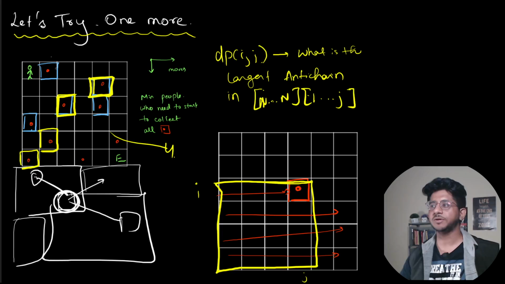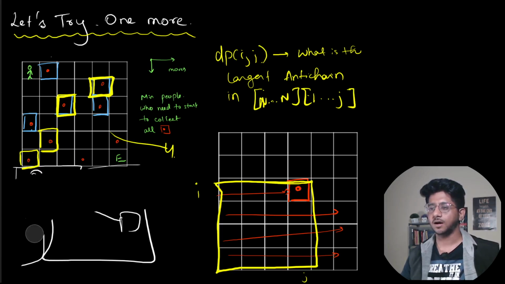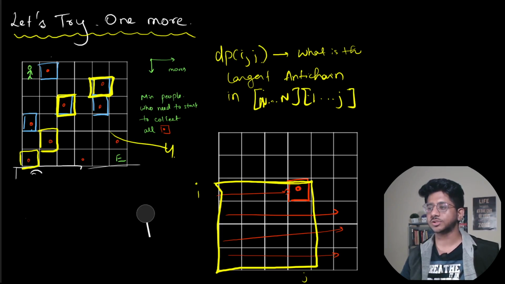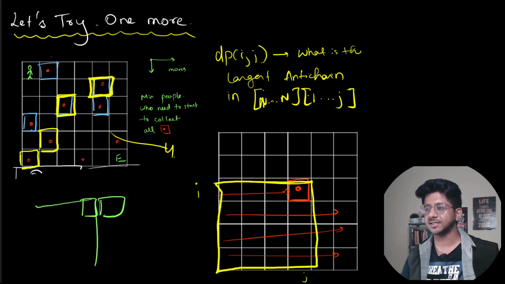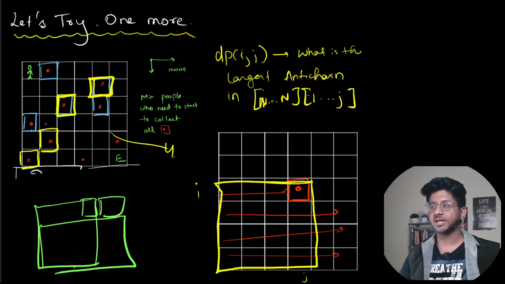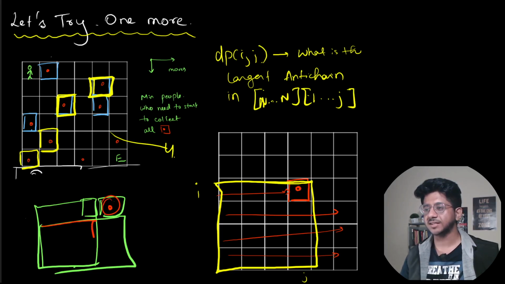How do we calculate this DP? Very, very straightforward. How do you think you will calculate this DP? We can actually just use this. To calculate the answer at this place, what is the largest antichain in there? Either that chain lies in this much scope, or it lies in this much scope, or if there is an orb over here, then this can combine with anything in this space.